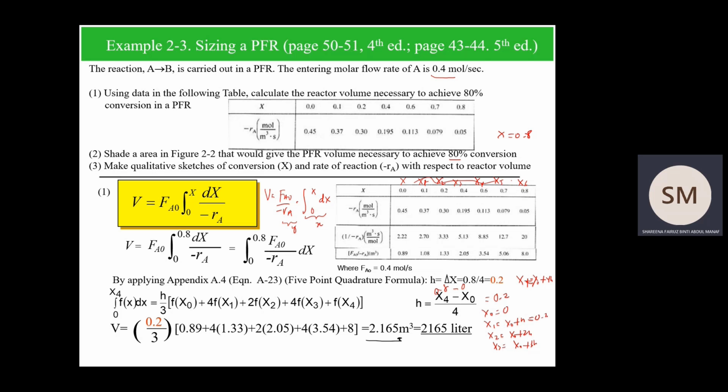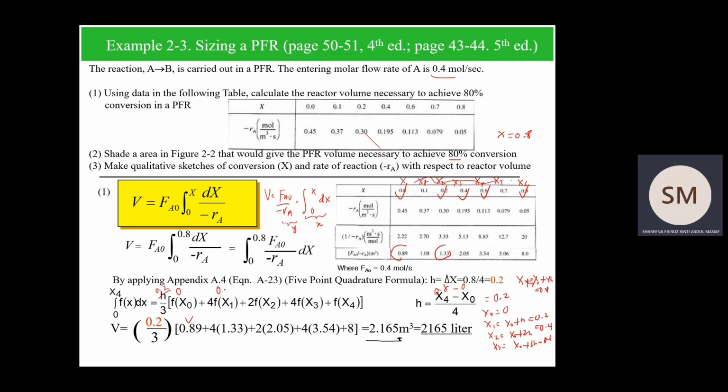So we have 0.2, then 0.4, then 0.6, and this one is 0.8. Look at this table and see which rows represent those x. From here you just choose 0.2, 0.4, 0.6, and 0.8. Put them into the equation, the 5-point quadrature formula. So h over 3, you replace h with 0.2, and then what is f(x0)? It is here, which is 0.89, and then 4 times the function of x1, which is at 0.2 here.